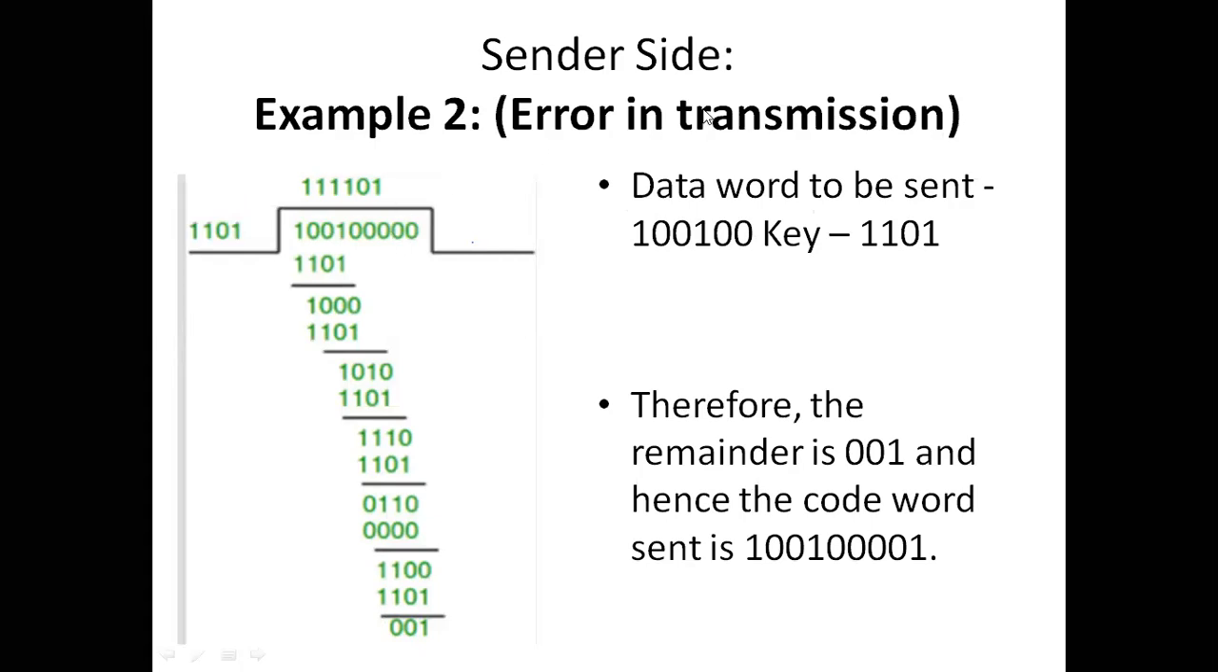See here, the same process is done here, 100 100, and the key is 1101. That means x cube, x square plus 1 only. There is missing one thing, that is x. Okay, x is missing, so that it is there. And here what is the remainder? 001. So the same thing is appended to the message, and this can be sent to the receiver.